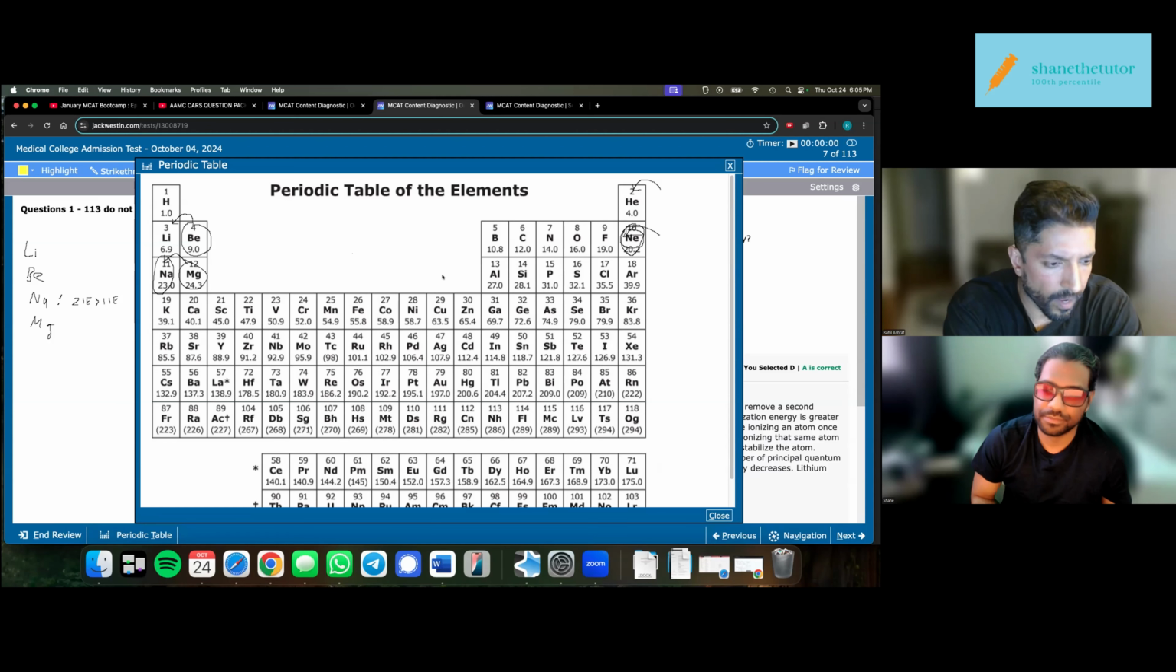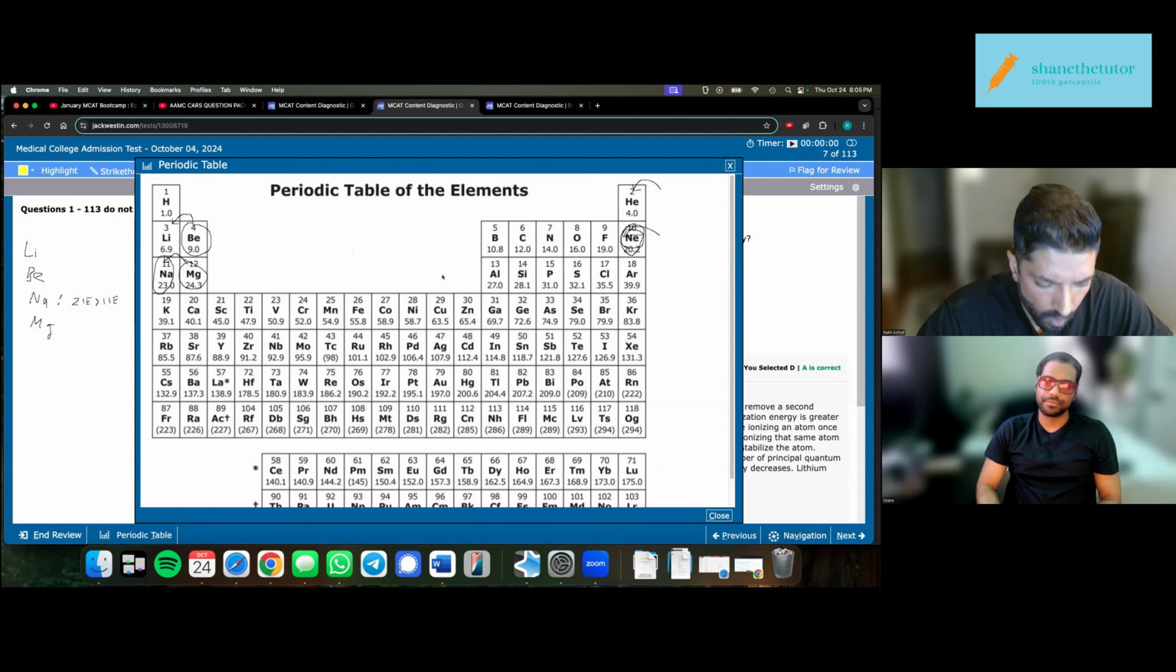So the higher the ionization energy, does that mean it's harder to remove that electron, or did I get it reversed? Sorry.